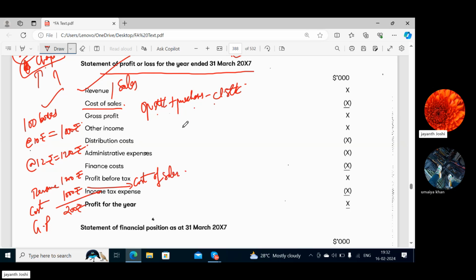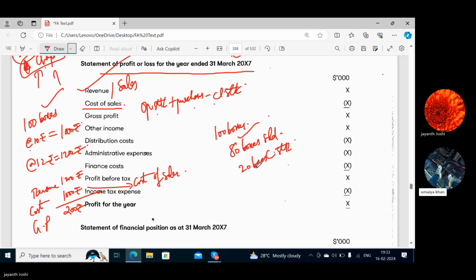Now if I change things, let's say I bought 100 boxes, I sold 80 boxes, and 20 boxes are unsold or closing stock. Now you will be finding the profit for 80 boxes. Is it right or wrong? Because you sold 80 boxes, the profit would also be calculated for 80 boxes. So revenue for 80 boxes at the rate of 12 rupees: 12 eights are 960, 960 rupees, right?